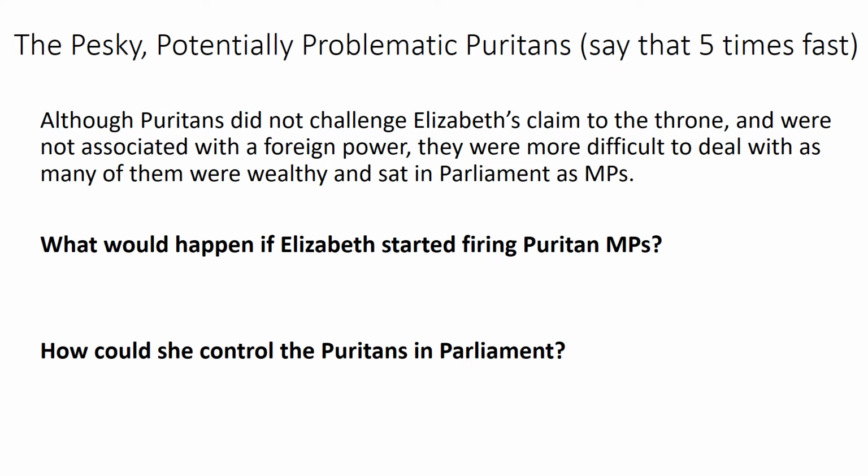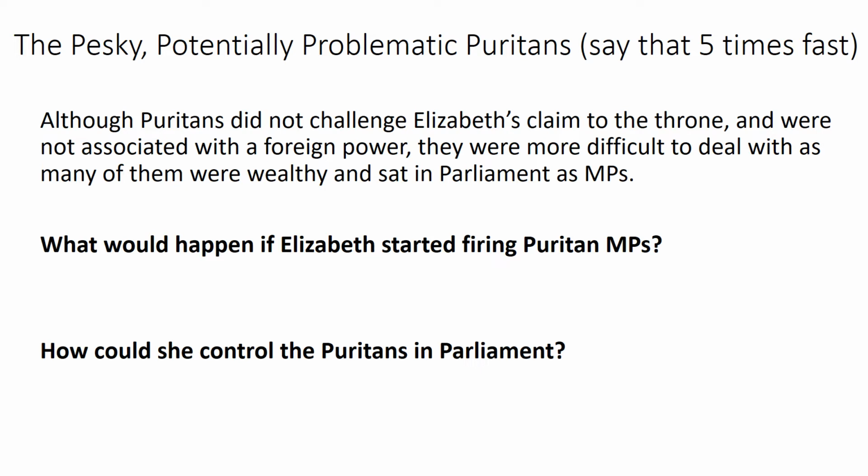So a question we often get asked is, why didn't Elizabeth just fire these Puritan MPs? And another question students often ask is, how could she actually control the Puritans in Parliament if they're so wealthy and so influential? And those are two great questions for you to start to think about now. Nothing we need to write in our books, but things we're just going to have a moment to pause and reflect upon. And when you're ready with your thoughts, go ahead and resume playing.